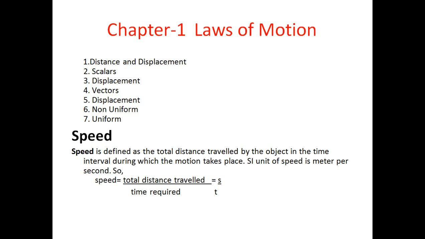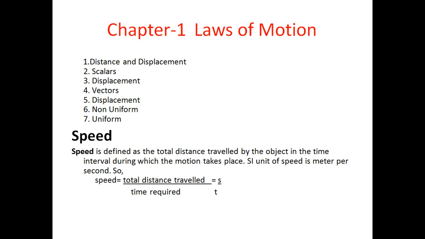Whenever you have to calculate the speed, what is the formula? Distance is shown here as s, divided by t, the time required. So if in a question it is given that this particular object has moved this length in this time, you can easily calculate the speed. The distance divided by the total time taken will be the speed.